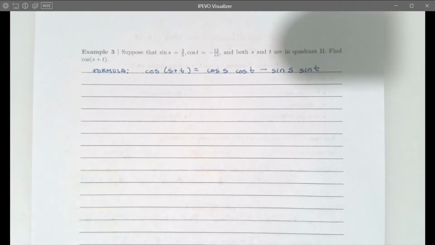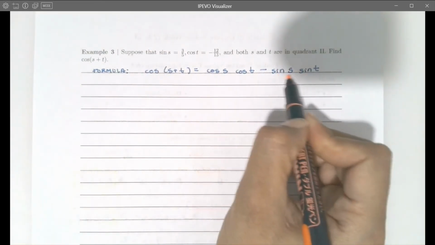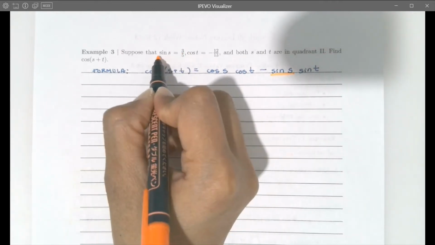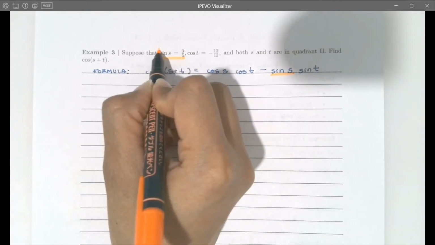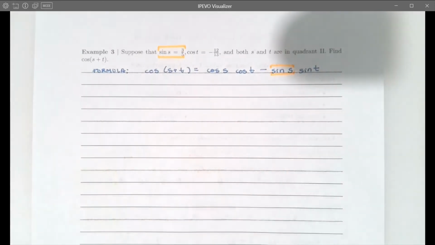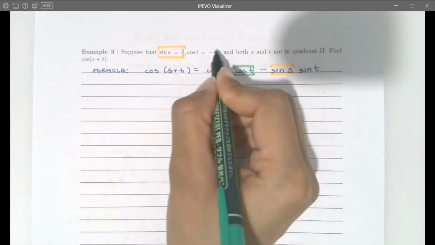Okay, now notice a couple things. We need to plug into the formula what sine of s is. And sine of s was given to us, right? They gave us that value. So that's already given. We know that. We also have to use cosine of t, and luckily that was also given.